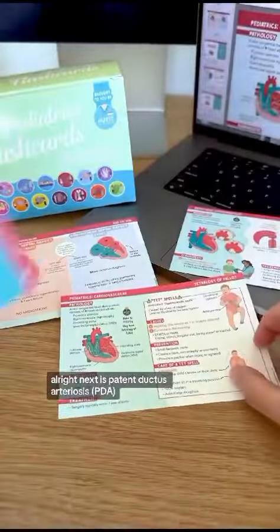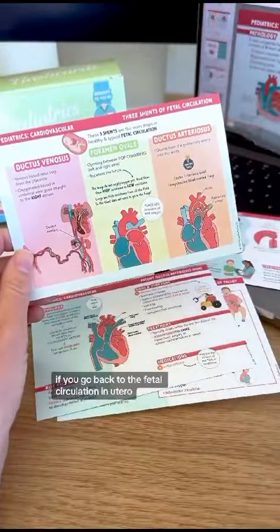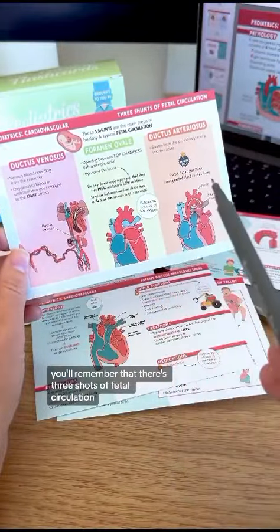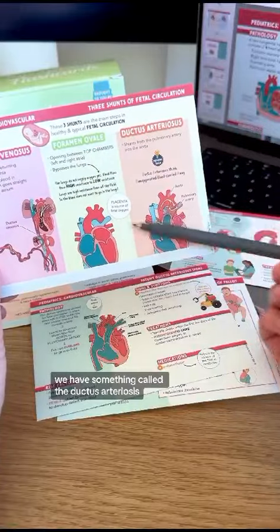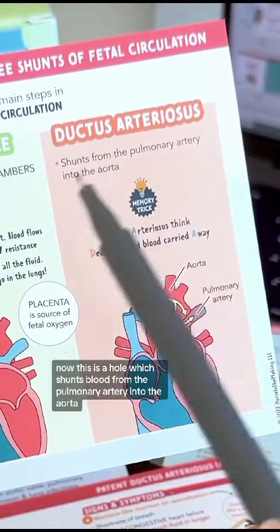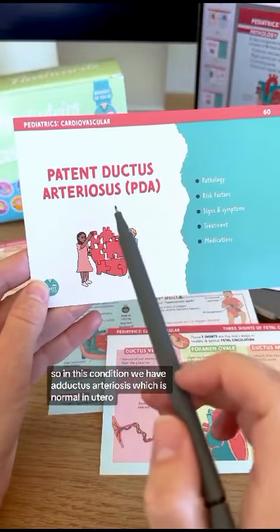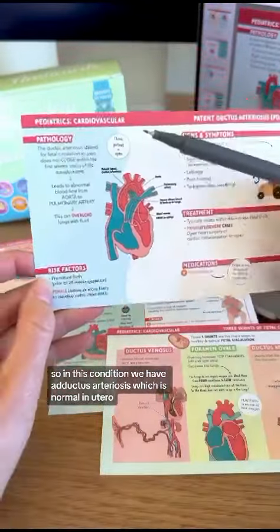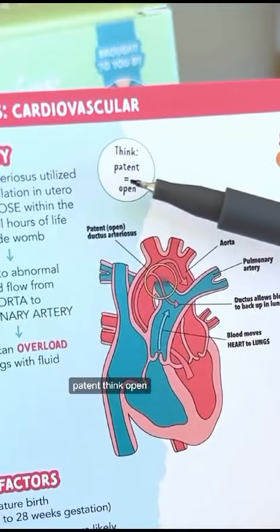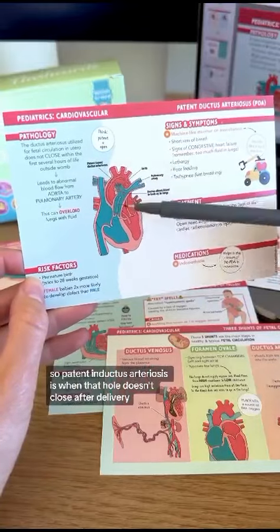All right, next is patent ductus arteriosus. If you go back to the fetal circulation in utero, you'll remember that there's 3 shunts of fetal circulation. We have something called the ductus arteriosus. Now, this is a hole which shunts blood from the pulmonary artery into the aorta. So in this condition, we have a ductus arteriosus, which is normal in utero, but in this condition, the hole stays open after delivery. Patent, think open. So patent ductus arteriosus is when that hole doesn't close after delivery.